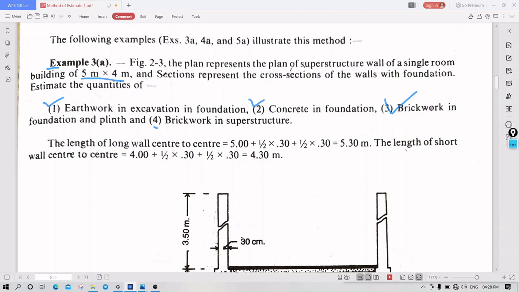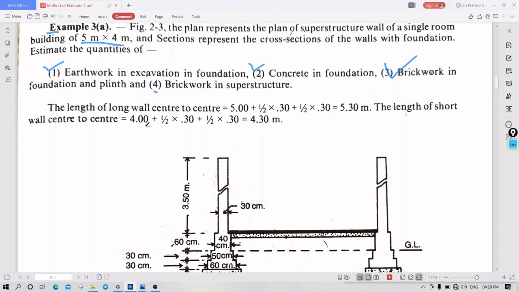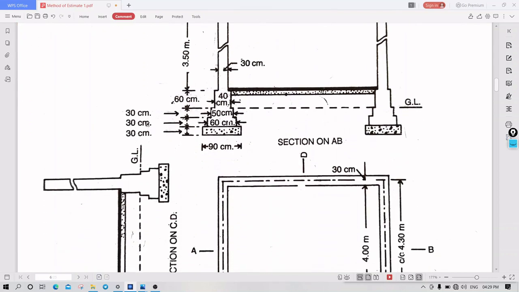Again I'll read the question. Here they have given figure 2.3. The plan represents the plan of a superstructure wall of a single room building of 5 meter into 4 meter, and the section represents the cross section of the walls with foundation. Estimate the quantities of earthwork in excavation in foundation, concrete in foundation, brickwork in foundation and plinth, and brickwork in superstructure. So we need to calculate all this. Before that, we will understand the drawing.